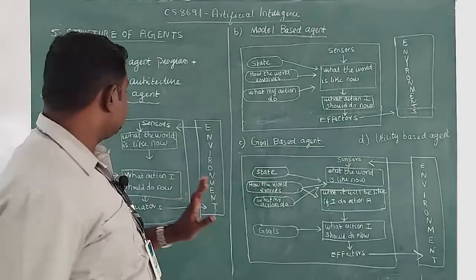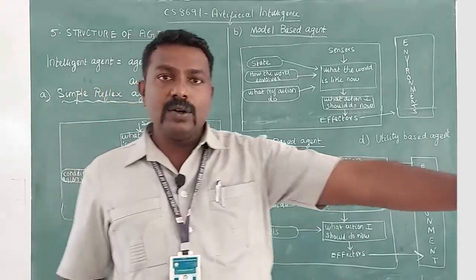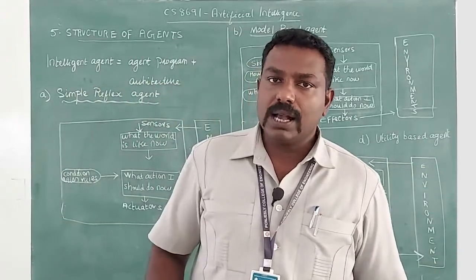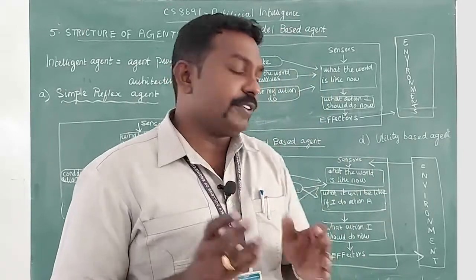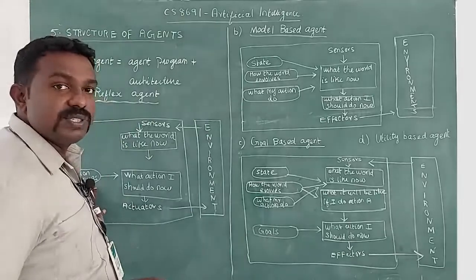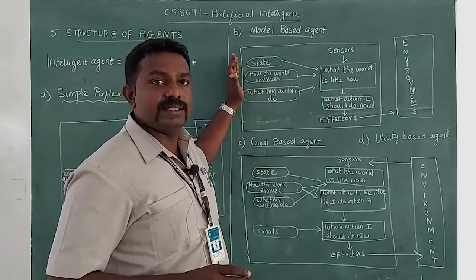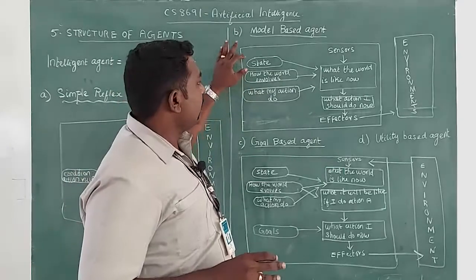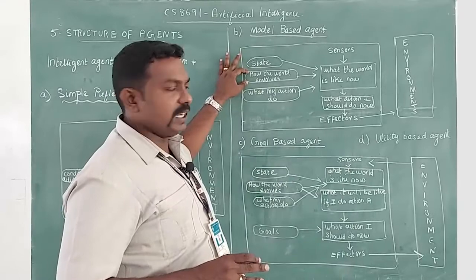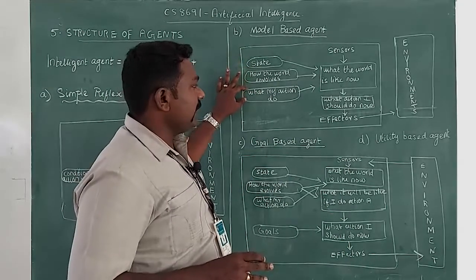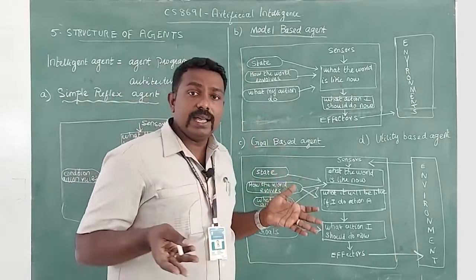The only difference is instead of condition action rules, as I told you, if a red light glows, I have to stop the car and apply the brake. That is a condition action rule. Instead of that, here I am having a model, taking the experience into account. I have the current state, how the world evolves, the general information, and what my actions do. With these three terms, I am going to take an action.